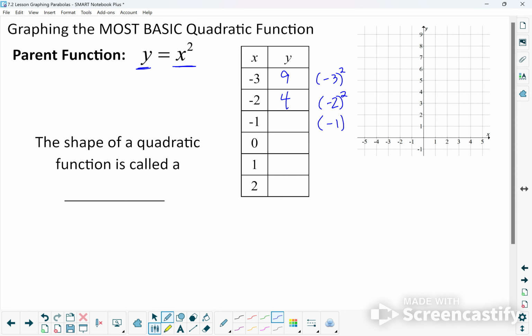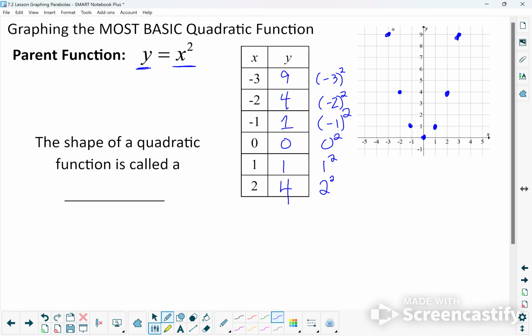-1 squared gives me +1. 0 squared is 0. 1 squared is 1. And 2 squared is 4. If we plot those points, we'll be able to see the shape of a quadratic function. So -3, 9. -2, 4. -1, 1. We have 0, 0, the origin. 1, 1, 2, squared is 4. And if we included 3, 3 squared gives me 9, so we're back up here.